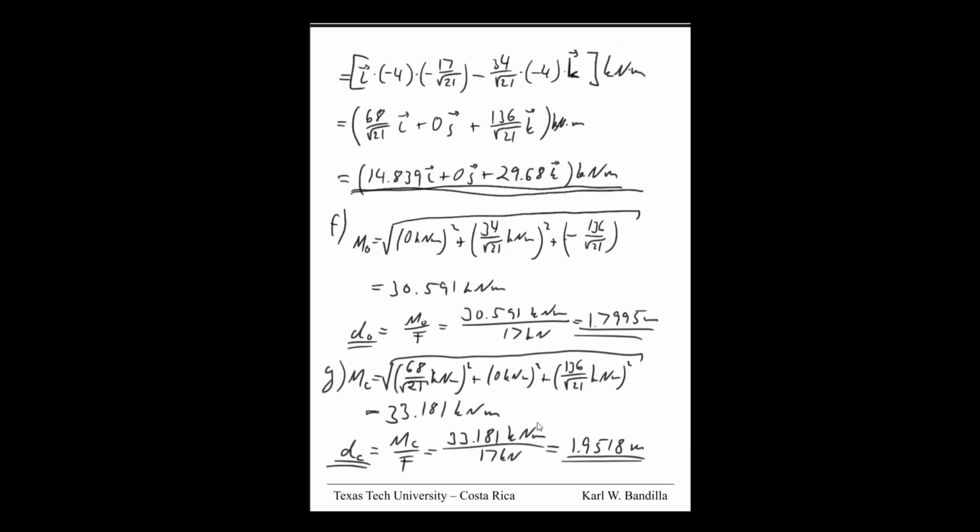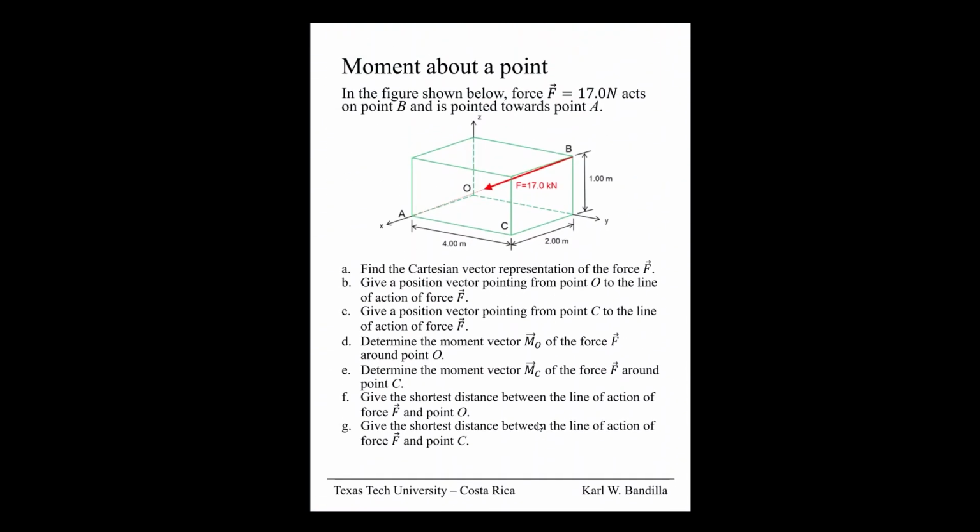All right, with that we are done. So if we come back up here, we had this setup, and we looked at the force going from B to A, and we found the moment around the origin as well as around point C, and what the shortest distance would be between the line of action from B to A and the origin and C.